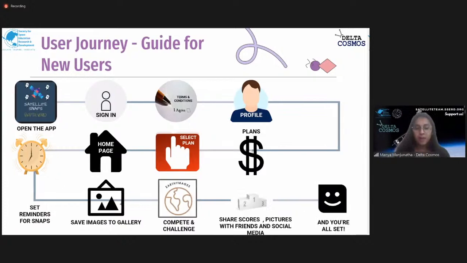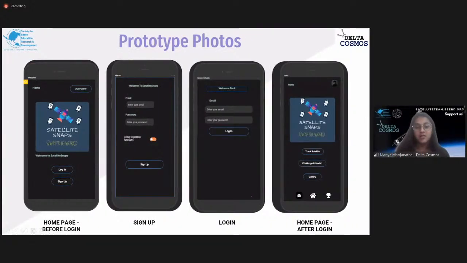This is the prototype app. This is the welcome page. Here we have 2 options: sign up and log in. While signing up, you're giving your details and access to your location. After logging in successfully, you're directed to the home page. Here we have 3 options: game, track satellite, and gallery.